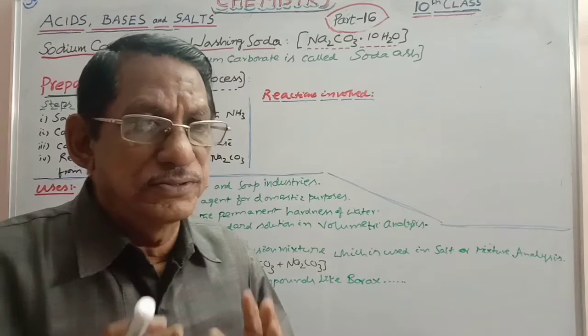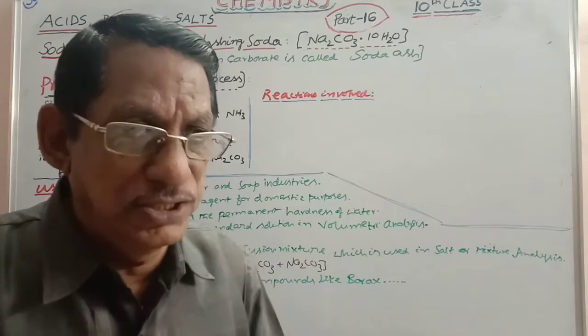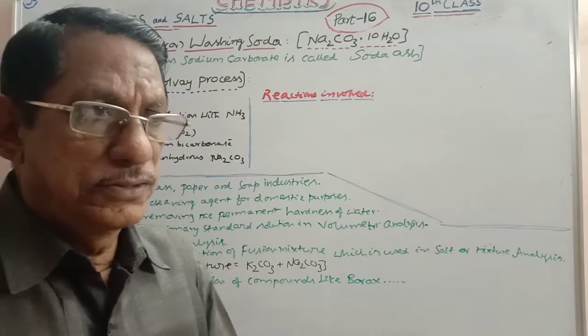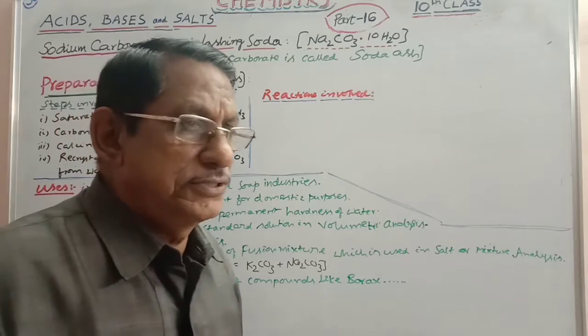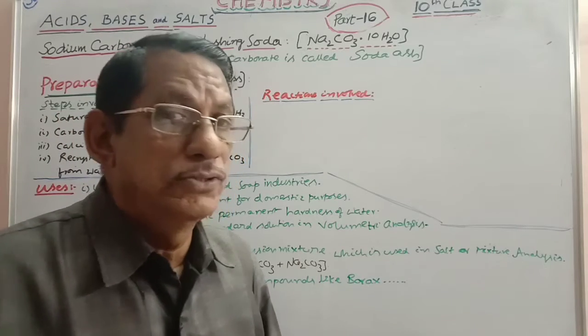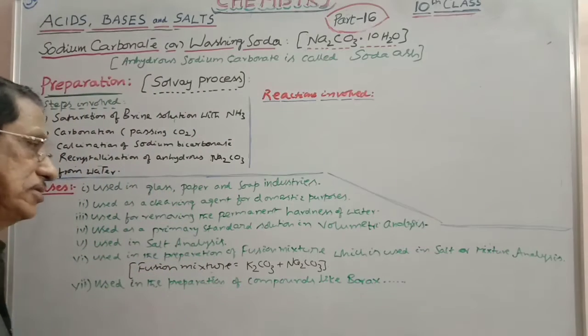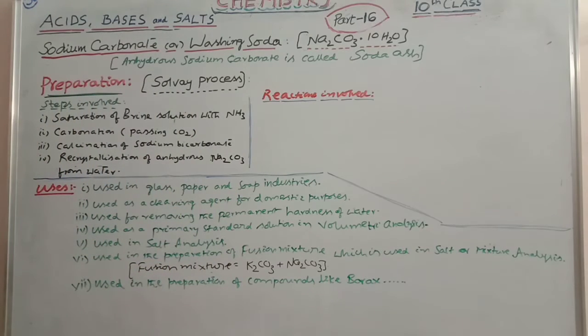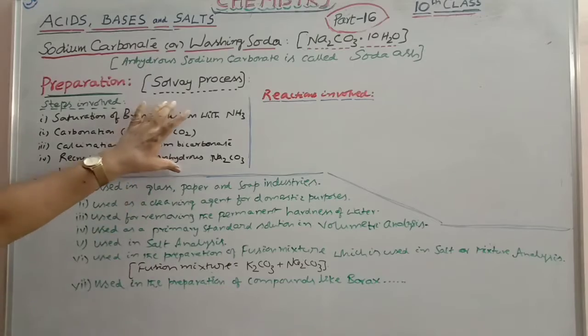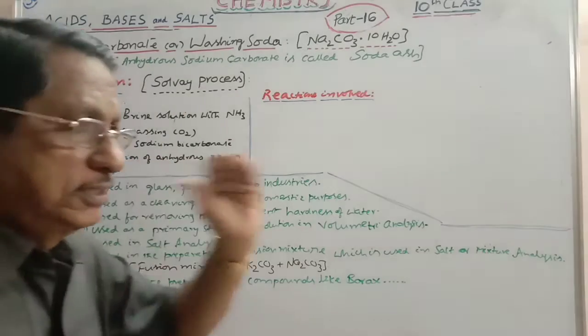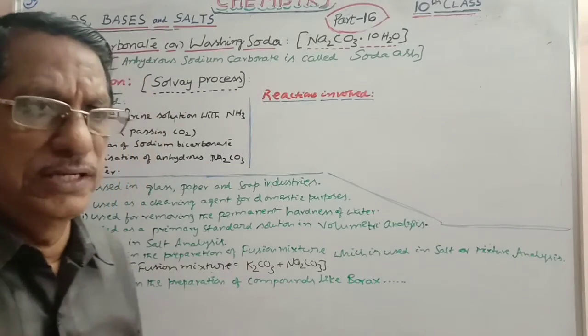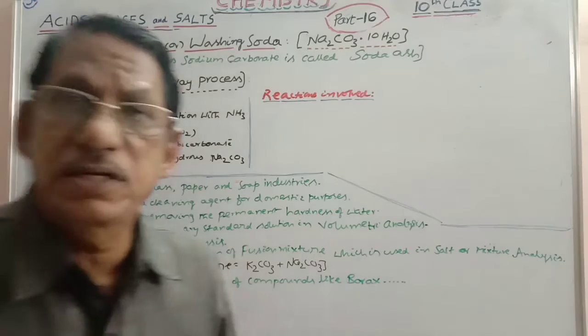So first of all, you have to know what are the steps involved in the preparation of sodium carbonate hydrate by using Solvay's method. We are also calling it the ammonia soda method. What are the steps involved here? It is prepared from brine solution. Brine means sodium chloride. Okay.